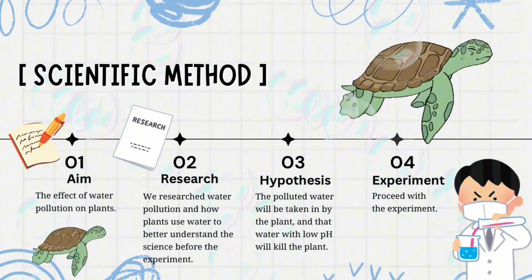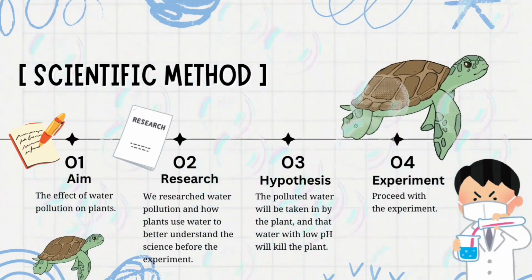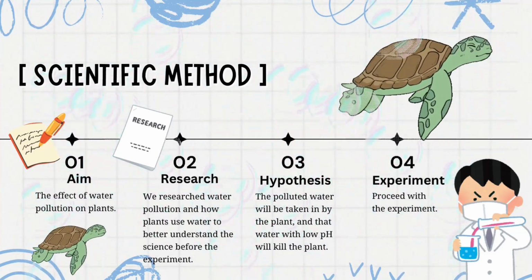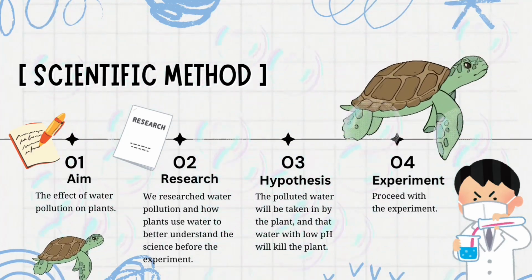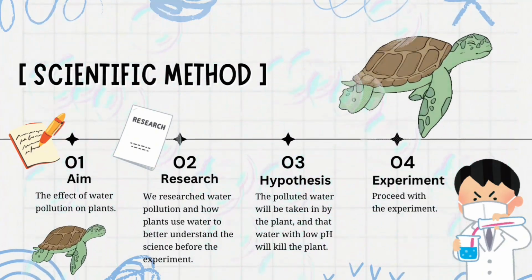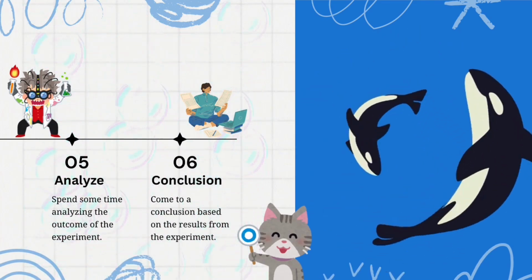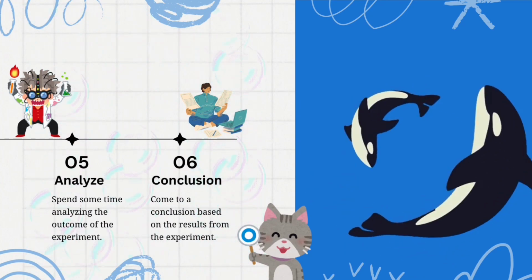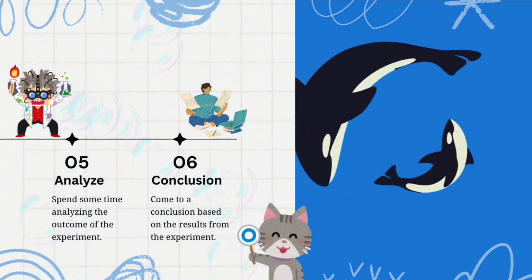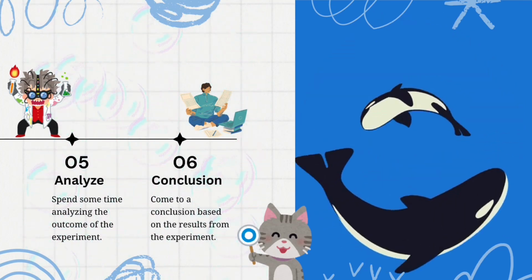Third, hypothesis. We hypothesize the polluted water will be taken in by the plant and that water with low pH will kill the plant. Fourth is conducting the experiment itself. Fifth, analyze. We spent some time analyzing the outcome of the experiment. Sixth, conclusion. We came to a conclusion based on the results from the experiment.